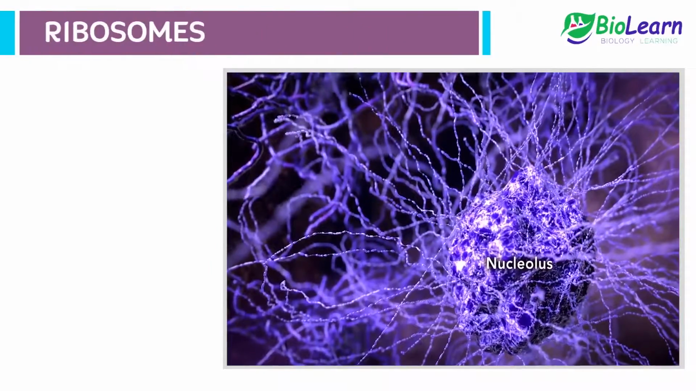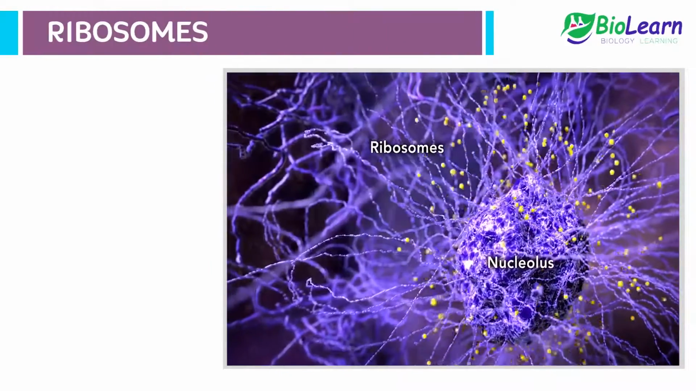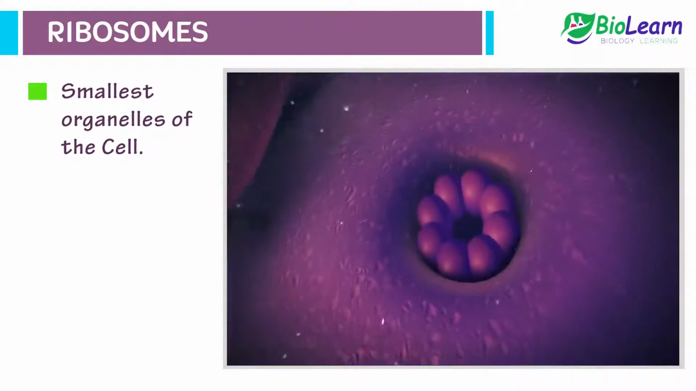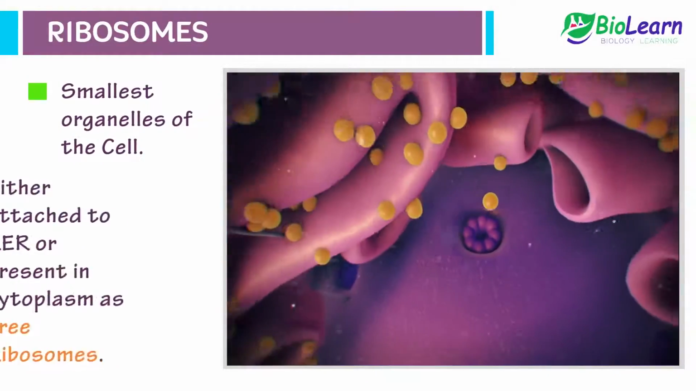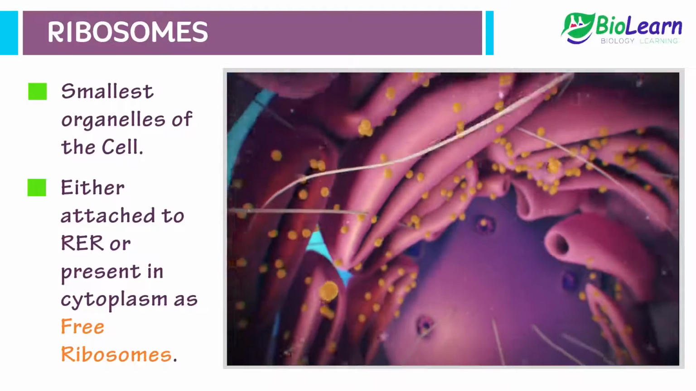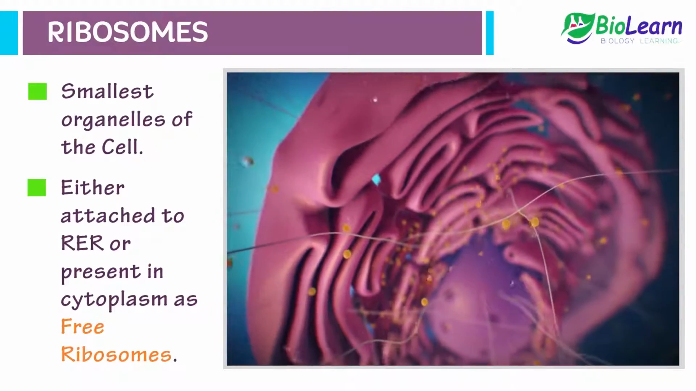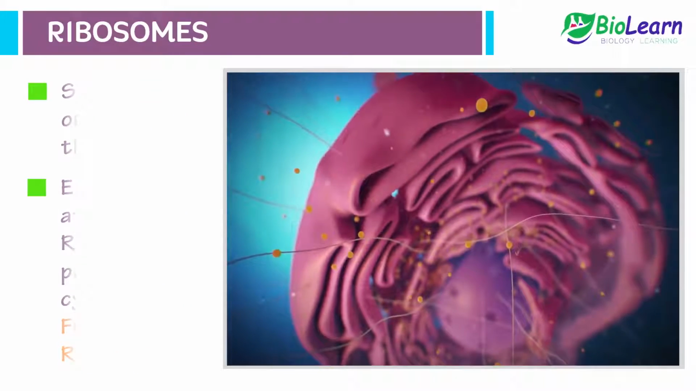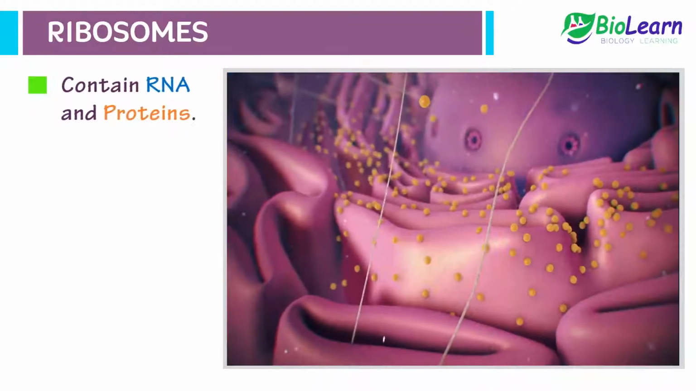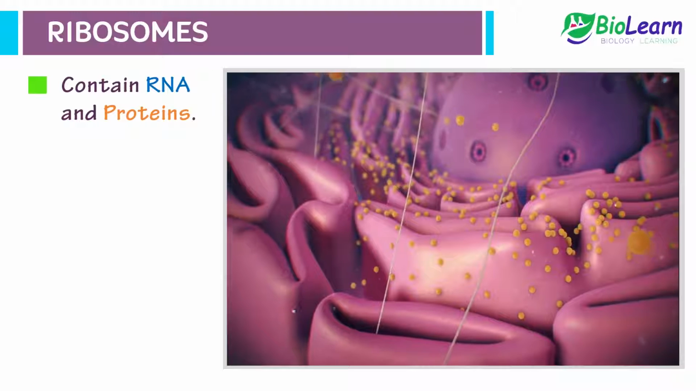The next prominent organelles are ribosomes. Ribosomes are the smallest organelles of the cell. They are either attached to the outer membrane of the endoplasmic reticulum or present in the cytoplasm as independent or free ribosomes. They contain high RNA content and many proteins.